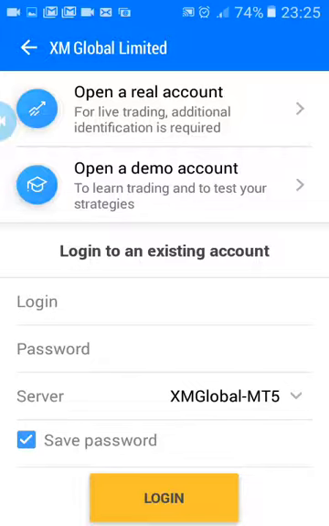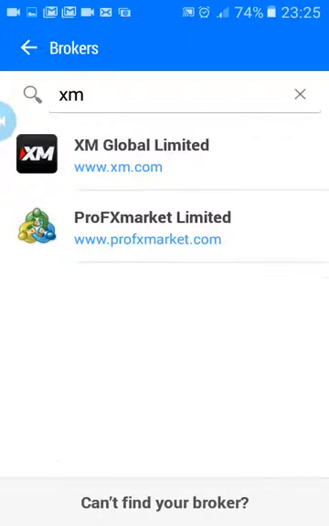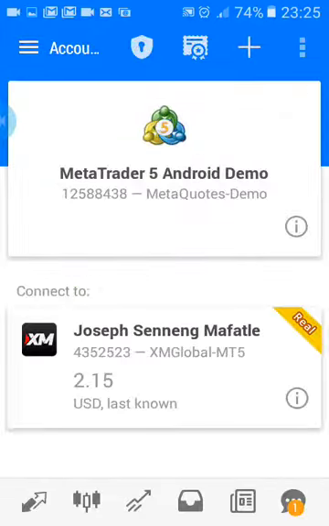There's a login in here, there's password here, and there's server here, and then you press login. Okay, login will take you straight to your real account that is aside this one here. It will appear just like this. Mine is XM Global, and I have $2.15 in this account. Okay, so the initial deposit of your money into your live account will appear as such as this one. Mine is Joseph Simneng Mafat, and as you can see, it's a real account.